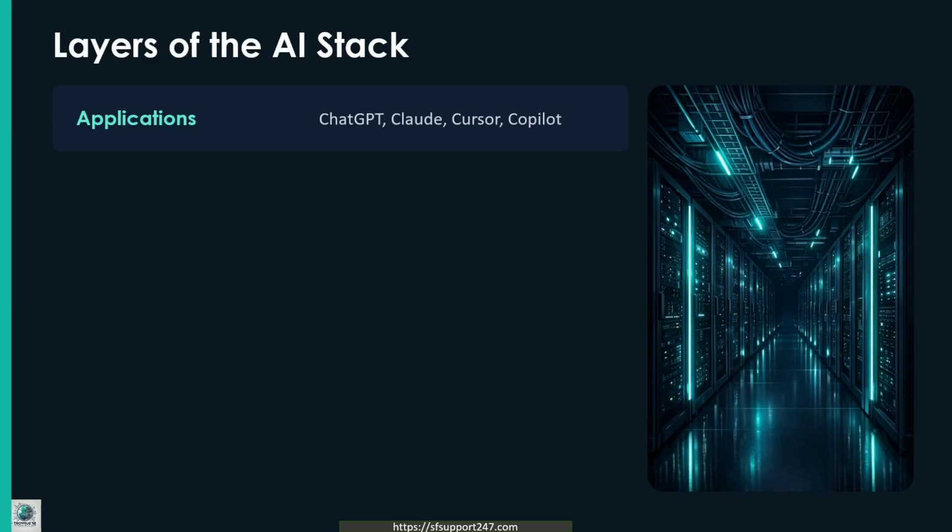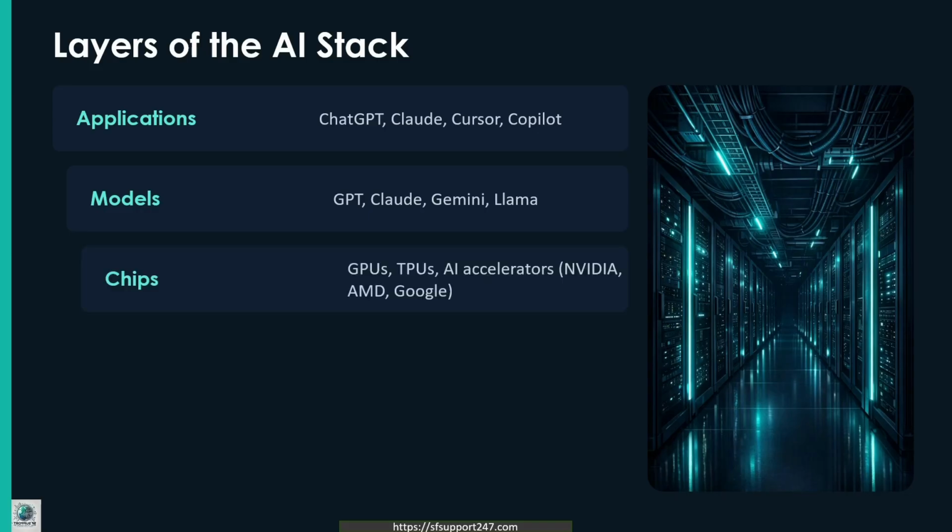Layers of the AI stack. In order to build an AI, there are different layers. One is the application layer: ChatGPT, Claude, Cursor, Copilot. These are applications. Models are GPT, which are nothing but large language models or large image generation models or large video generation models. These are models. And the chips, in order to create or train these models, we need to have the GPUs, TPUs, and these are from different companies. GPUs are from Nvidia, TPUs are from Google.